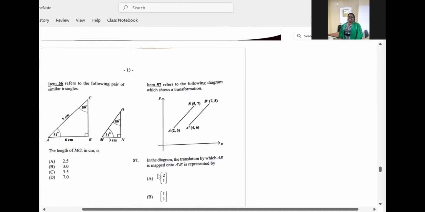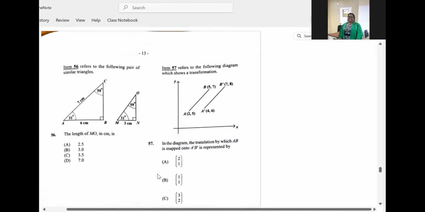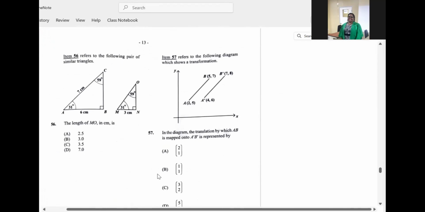56. Item 56 refers to the following pair of similar triangles. The length of MO is what? Where's MO? So MO is here.